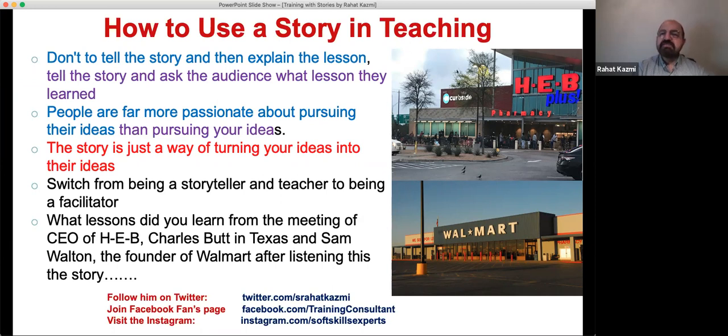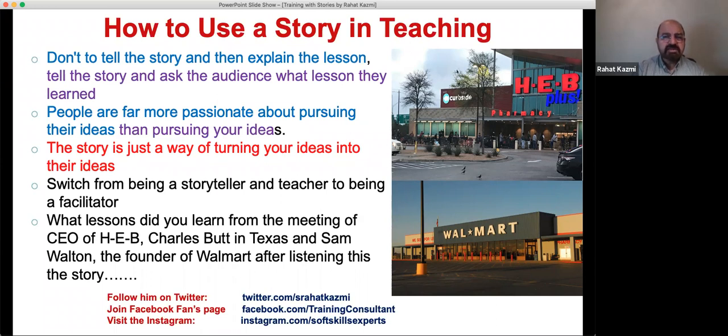So listen, guys, you should see two pictures here on the board. One is HEB. HEB Plus is basically a very big store like Walmart in Texas. And the second one is, of course, Walmart. Walmart spread and grew really fast compared to HEB. Walmart has stores worldwide. Even Asda in the UK is owned by Walmart.